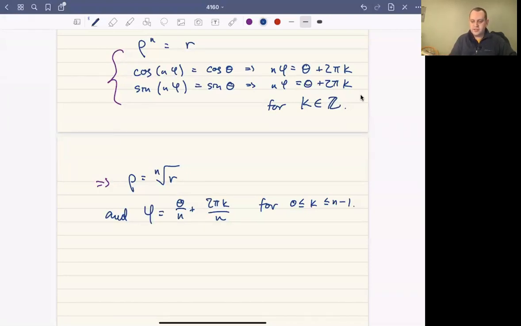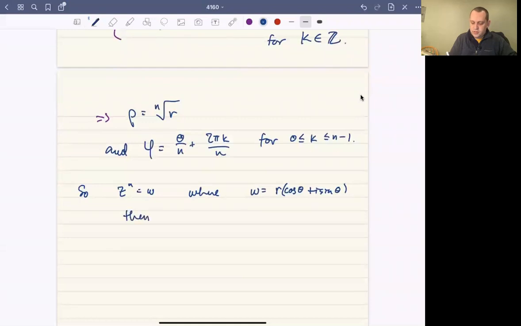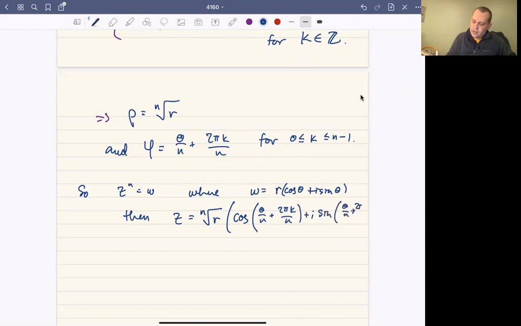And so this now gives you a formula for taking nth roots. If you were to solve z to the n equals w, where w is r cosine theta plus i sine theta, then your solutions are all the complex numbers z which, in polar form, have rho equal to the nth root of r, times cosine of theta over n plus 2 pi k over n, plus i sine of theta over n plus 2 pi k over n.